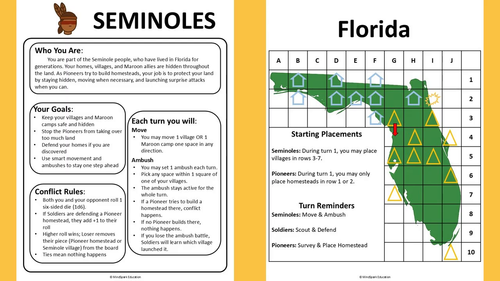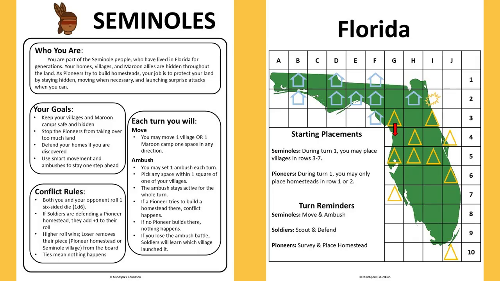Each turn they can move one village or camp into an empty square and place one ambush in an empty square. Part of the rule changes of the Treaty of Moultrie Creek is that all villages need to be inside the reservation lands, so the villages in rows 3 and 10 are not where they need to be. I need to begin moving them towards the reservation. I'm going to choose the village at G3 and move it to G4 so that it is in the reservation zone. Since the treaty didn't sit well with all Seminoles, I can still place an ambush next to one of my villages. I'm going to set my ambush in I2.